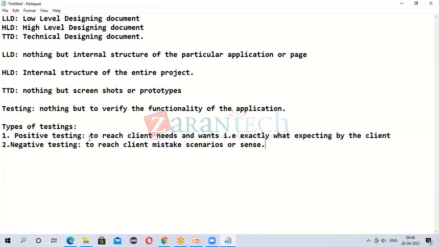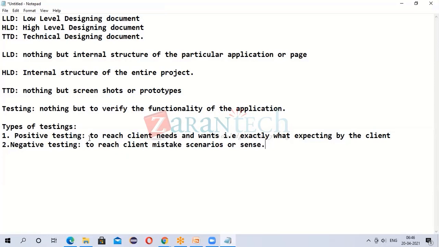Negative testing, in the sense: as a test engineer, you are responsible to perform two types of testing activities. We give equal importance to both positive and negative testing. Why positive? To reach customer needs and wants. Why negative testing? To reach customer mistake scenarios.